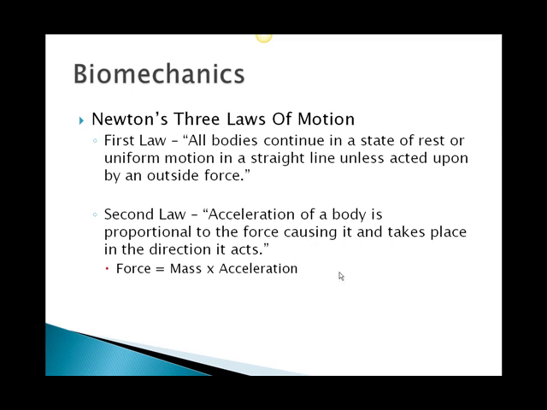The second law: acceleration of a body is proportional to the force causing it and takes place in the direction it acts. And this means that force equals mass times acceleration, or F equals ma. So we are always looking to create more force or a farther distance. In order to do this, we either have to change the mass of the thrower-implement system or the acceleration. Now, obviously, we don't want to play with the mass too much, so usually we're trying to create more acceleration, either through more efficient technique or through more strength.